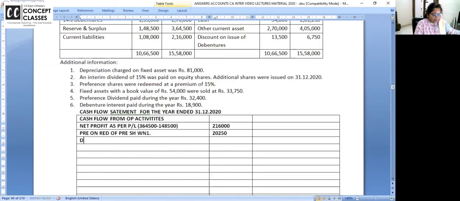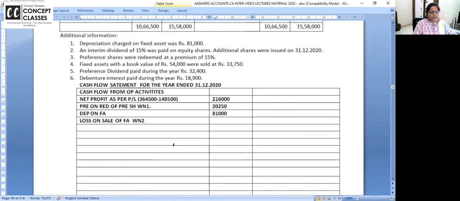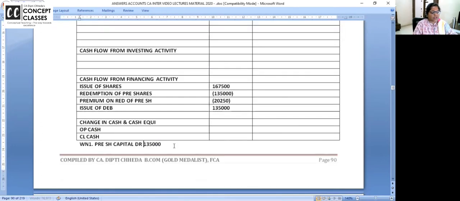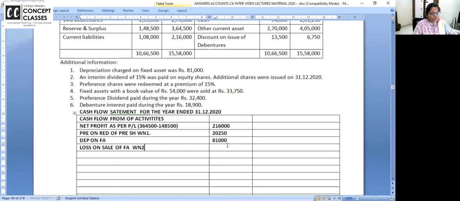Add back depreciation on fixed assets. कितना है depreciation? 81,000. Add back loss on sale of fixed assets. And this is add back, so I'm writing it open only. Loss on sale of fixed assets के लिए please write reference number. Working note 2 is giving you the figure of the loss. 20,250 is the loss. Clear?